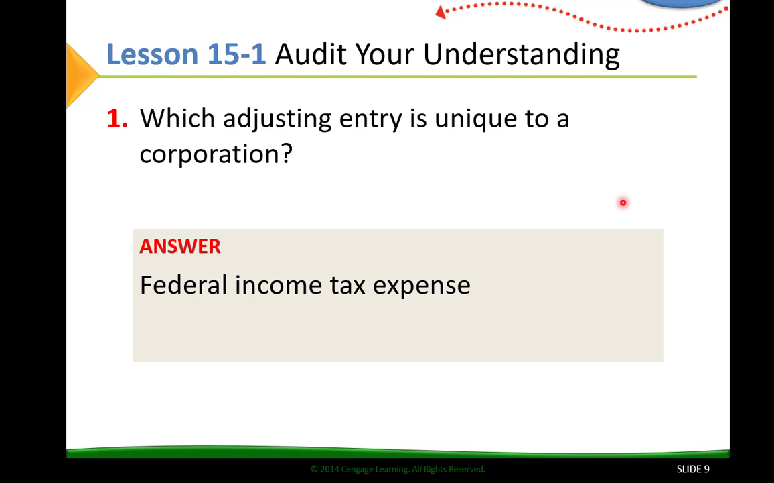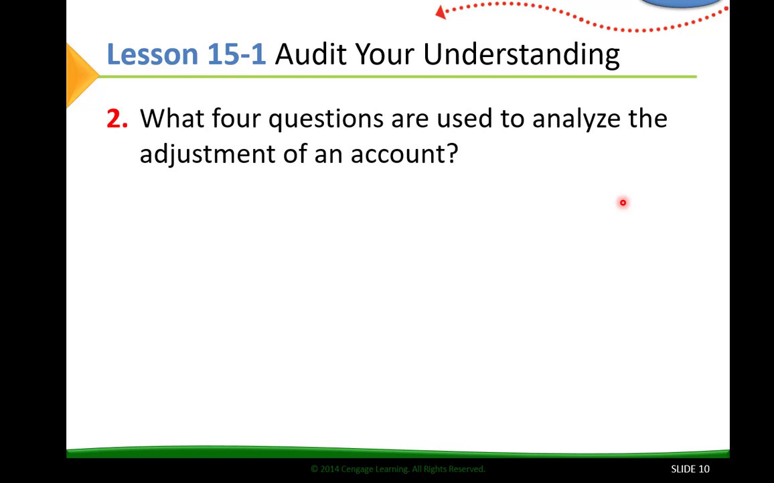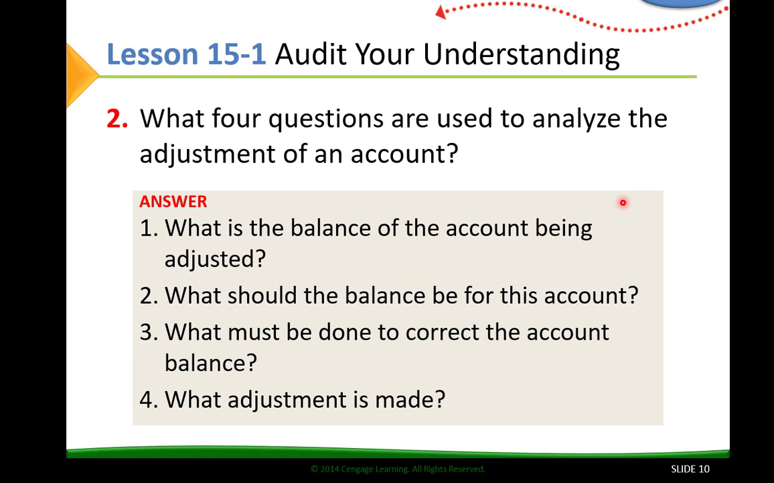Federal income tax expense. The 4 questions that you use to analyze the adjustments of an account are: what balance of the account is being adjusted? What should the balance be for the account? So what balance should be adjusted is off of the unadjusted trial balance. What should be the balance of the account is what we have on hand, plus what's in an account for it. What must be done to correct the account balance? So subtract and find the difference, and then make the adjustments.